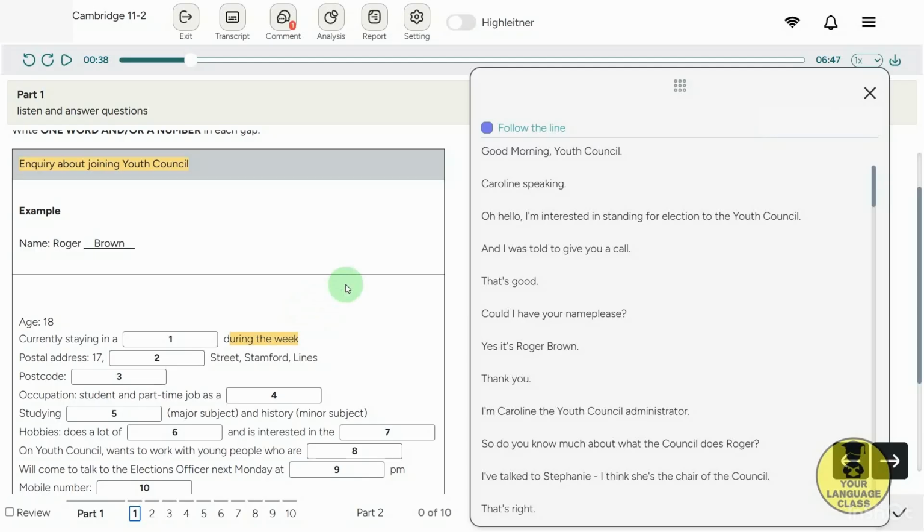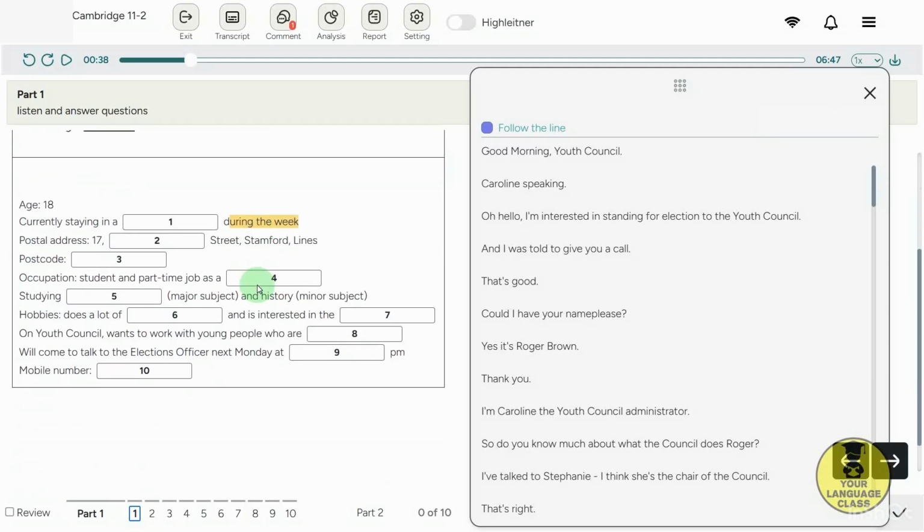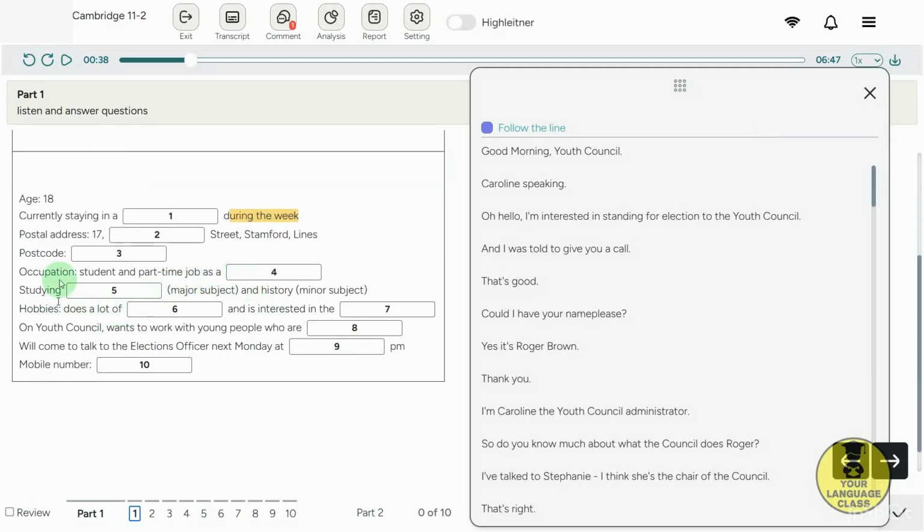So as soon as I see the word staying, I immediately think of a place. So that is my first guess. We also have other keywords such as currently and staying or during the week, which are very helpful. Blank number 2 says postal address 17 Street, Stamford Lines. This is clearly an address.